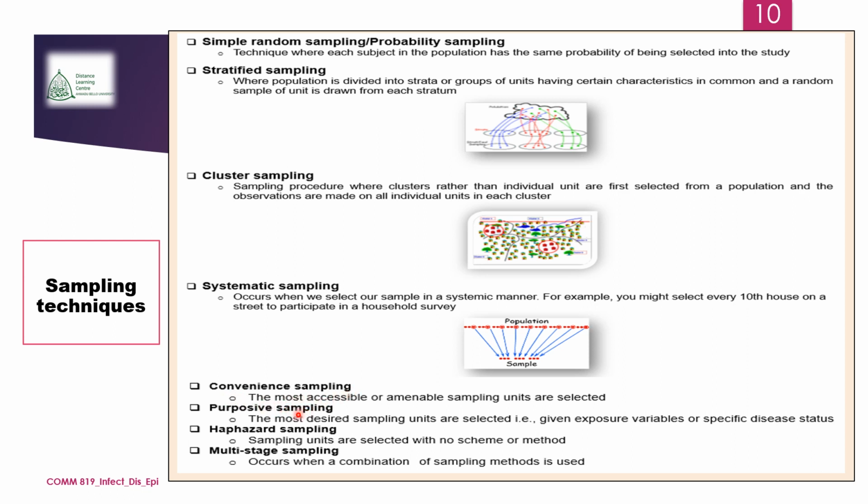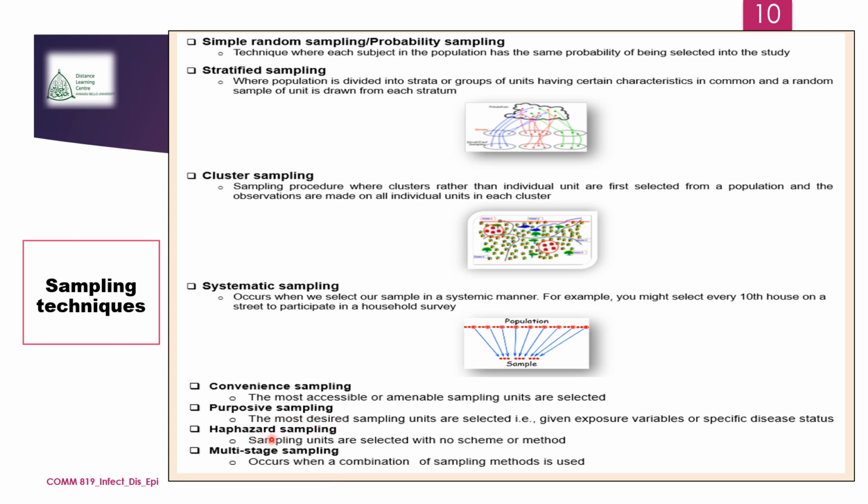Then another form of sampling we have is convenience sampling. Here the most accessible or amenable sampling units are selected. Okay, based on convenience, because there are some studies where not everybody will want to partake or cooperate. So you, the investigator, may rather want to go to a place where it will be more convenient for you to sample people. Okay, so that is convenience sampling, but it's a weak form of sampling.